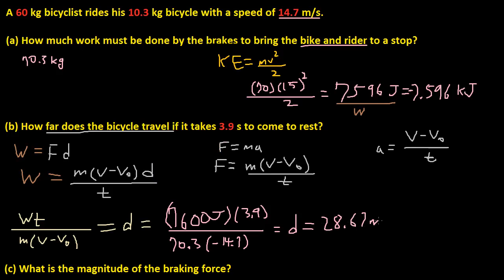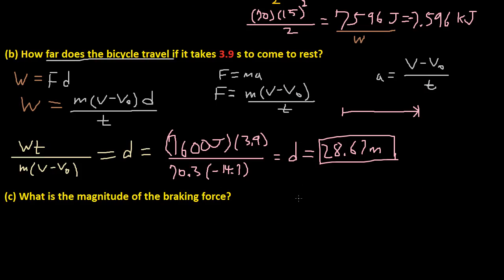28.67 meters. But if you think about it, if the person is going this way, then you go positive 28.67 meters, not negative. So the answer is just 28.67 meters. So there we go, 28.67 meters for me. You might get a different answer. Now let's look at part C.